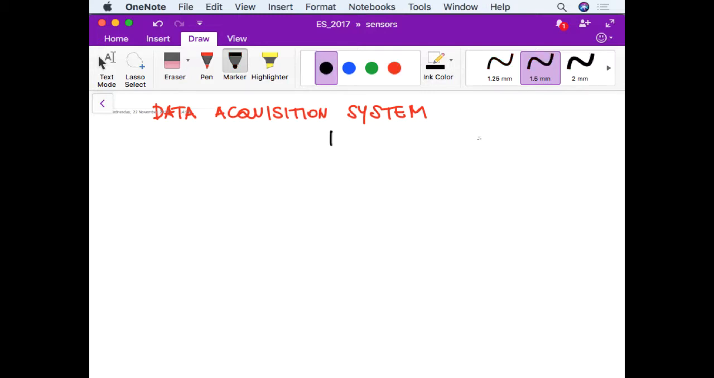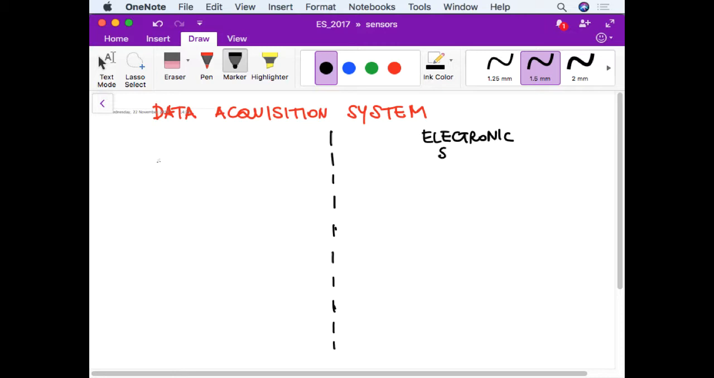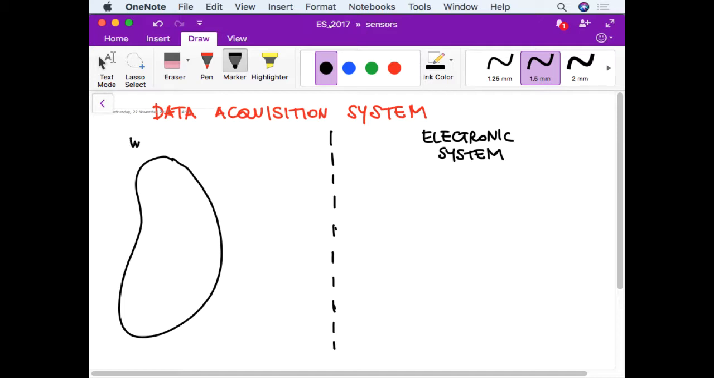So let's assume that we have a situation in which we have on one side an electronic system, on the other side we have the world, the physical world that we want to measure.